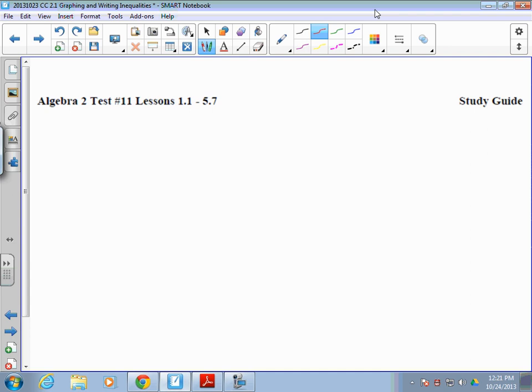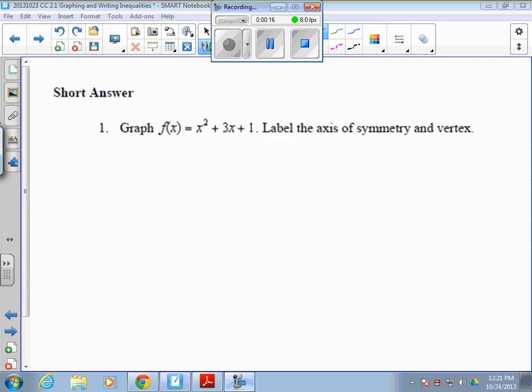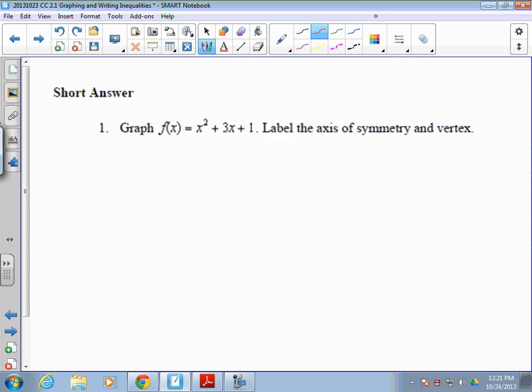This is Algebra 2. This is test number 11. We got through section 5.7 doing inequalities of quadratics. Number 1 says graph f of x equals x squared plus 3x plus 1. Label the axis of symmetry and vertex.